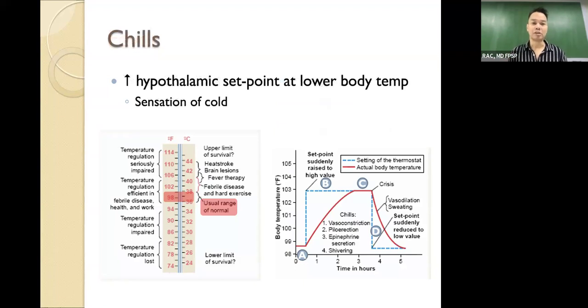The second condition or phenomenon is chills. This happens when the set point is high, but the body temperature is low. So if the set point is high and the body temperature is low, this means that there is a sensation of cold. So the body shivers to produce heat, in order to match the set point. So that's chills. I'm sure all of us have experienced chills at some point.